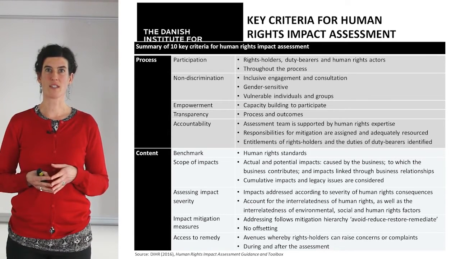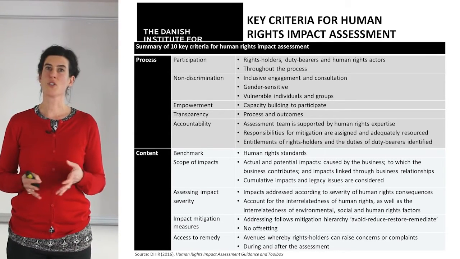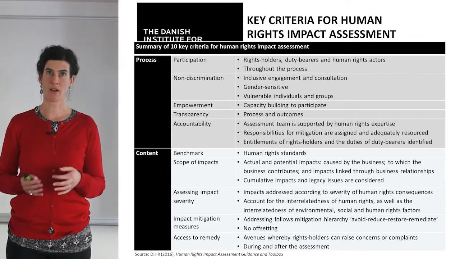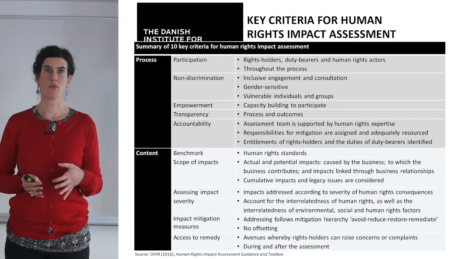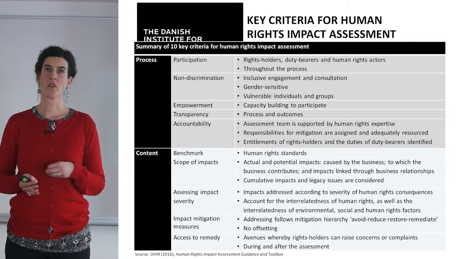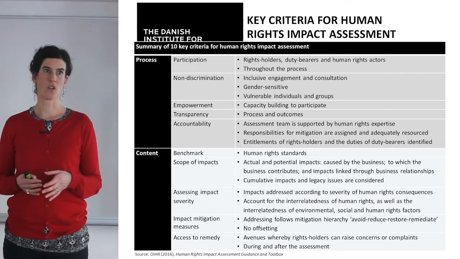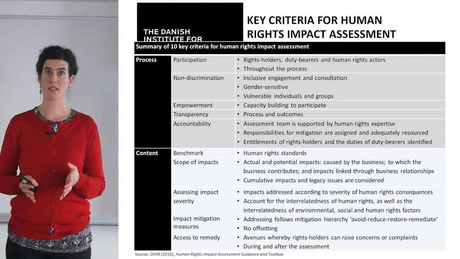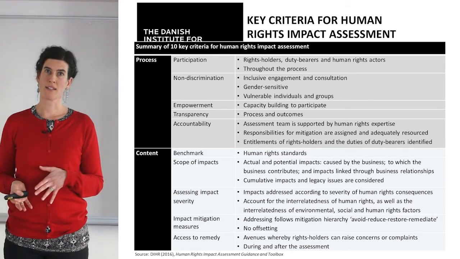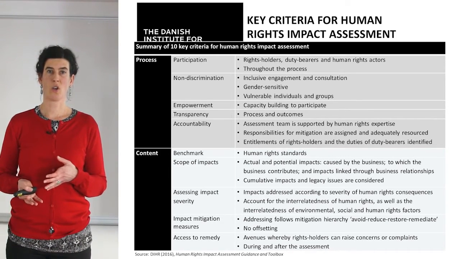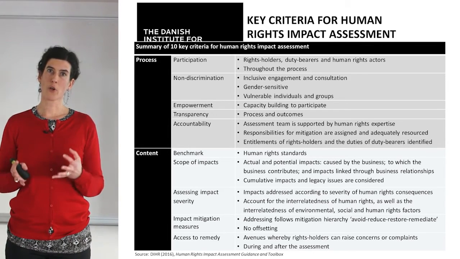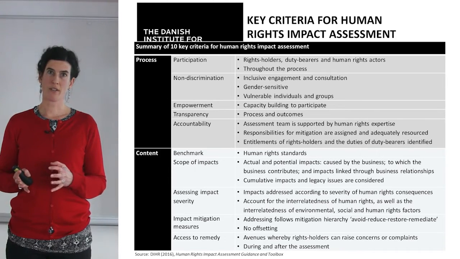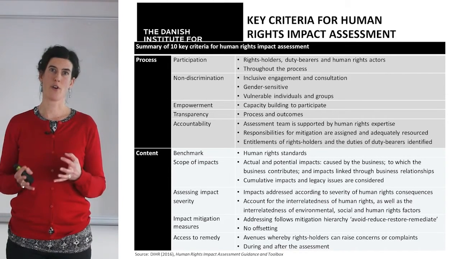The first one, of course, is that human rights standards and principles need to constitute the benchmark, or a benchmark, for the impact assessment. The second one is that the scope of impacts needs to include those impacts that the business causes directly, but also those impacts that the business might contribute to. So here we're looking, for example, at cumulative impacts. And lastly, those types of impacts that the business is directly linked to through, for example, its operations, products and services.